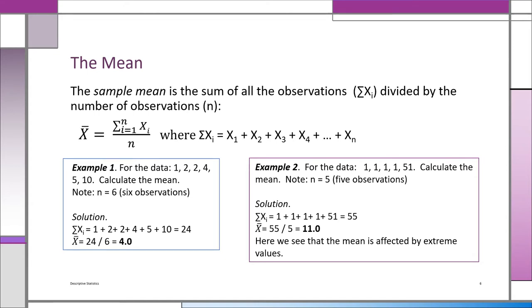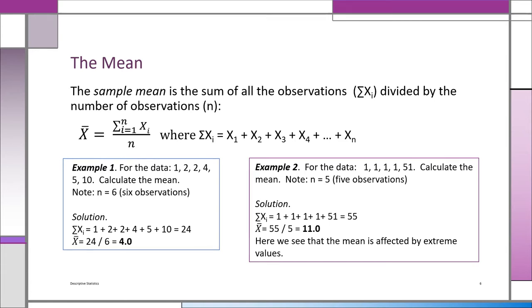Let's look at two examples. Okay, the first example, you've got 1, 2, 2, 4, 5, 10, and you're asked to calculate the sample mean. N is 6, there are 6 observations, and you sum up the numbers. This is a row of numbers. We sum up the row, we get 24 is the sum. 24 over 6 is 4.0, that's the sample mean.